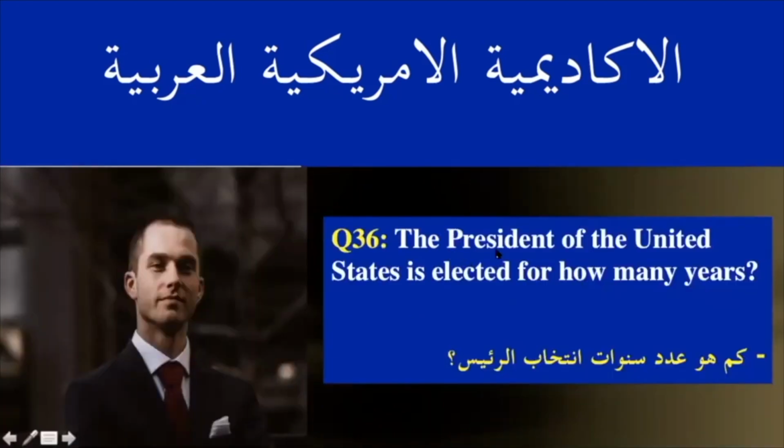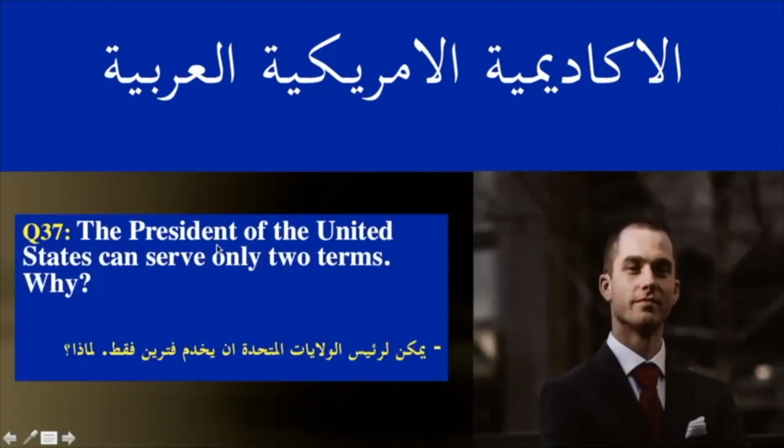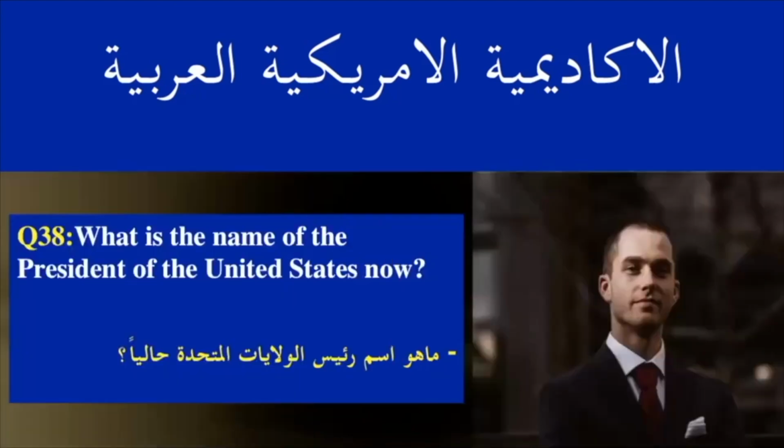The President of the United States is elected for how many years? 4 years. The President of the United States can serve only 2 terms. Why? Because of the 22nd Amendment.